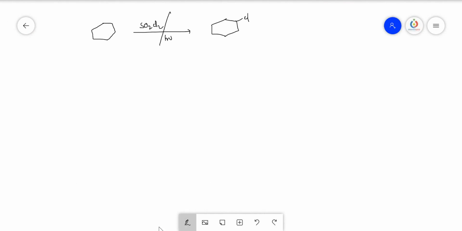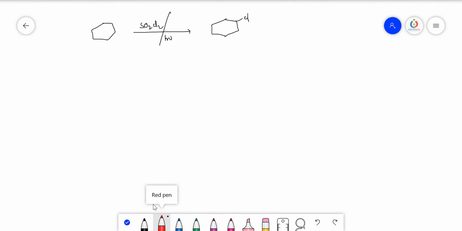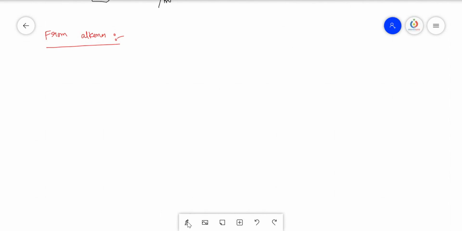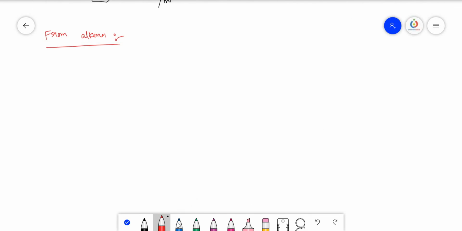Examples. Now let us see how to prepare the haloalkanes from alkenes. From alkenes means, the molecules may have two types of carbon atoms.